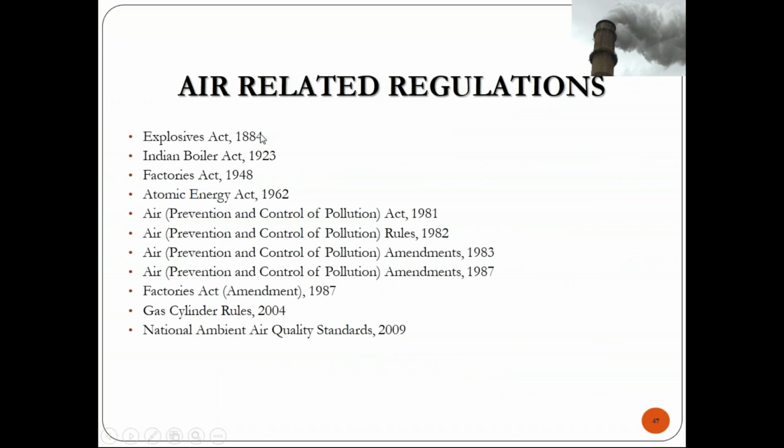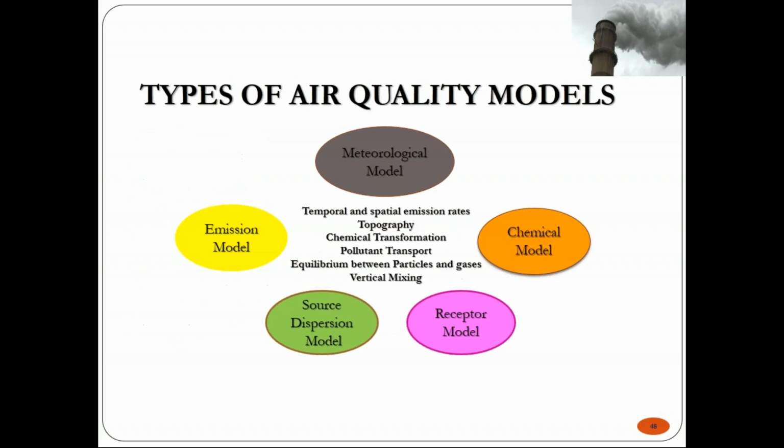Some regulations are there, like the Explosive Act, the Indian Boiler Act 1923, the Factory Act, the Atomic Energy Act, and the Air Prevention and Control of Pollution Act 1981. Some rules and amendments are there in 1983 and 1987, and the Factory Act was also amended in 1987. After that, the Gas Cylinder Rule 2004, and the National Ambient Air Quality Standards are there. We are following 2009. So these are actually the regulations related to air.